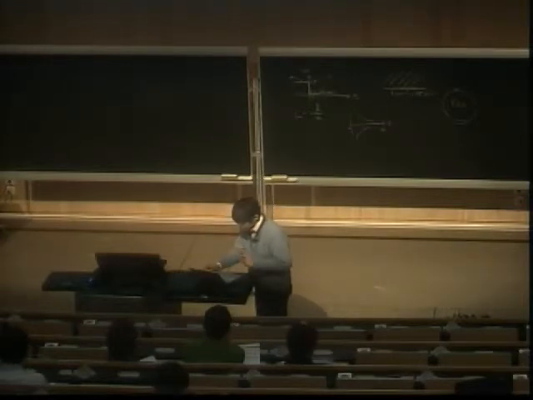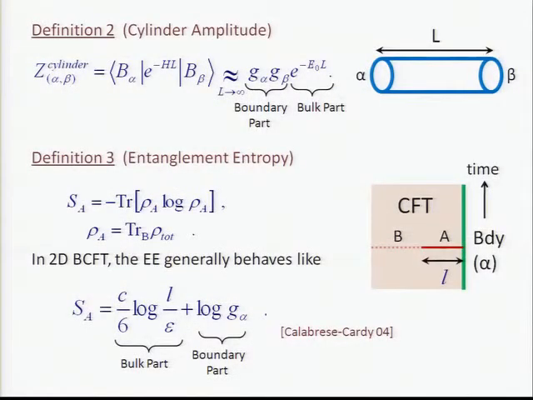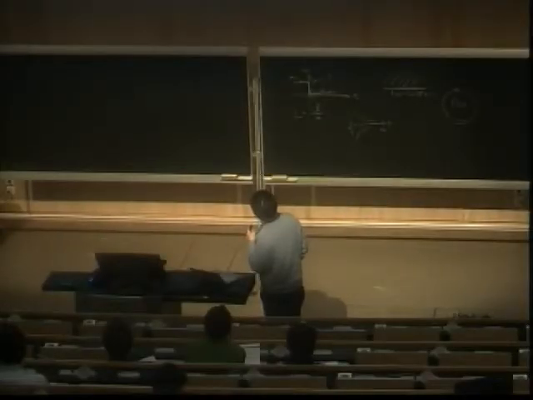But this has a problem in that we have to fix the normalization. So it is sometimes convenient to look at the cylinder amplitude, where we have two boundaries. The cylinder amplitude is written in terms of boundary states like this: B alpha, exponential of minus L times H, where H is the Hamiltonian, and B beta. In the large L limit, the infrared limit, it factorizes as g alpha times g beta, which are the contributions from the boundaries, plus some zero energy part. So we can pick up the value g alpha this way.